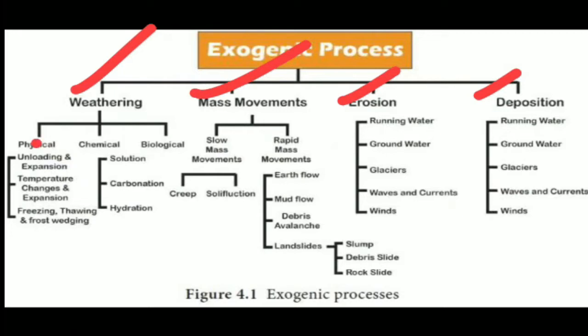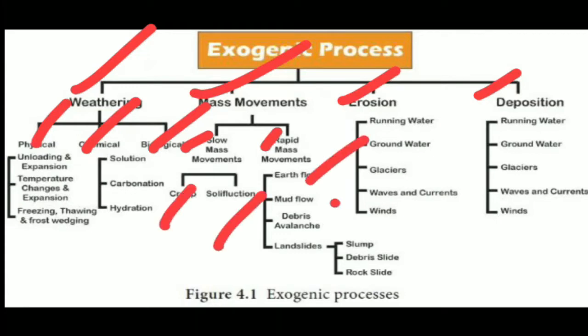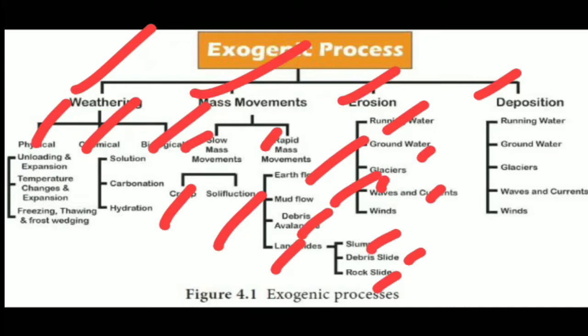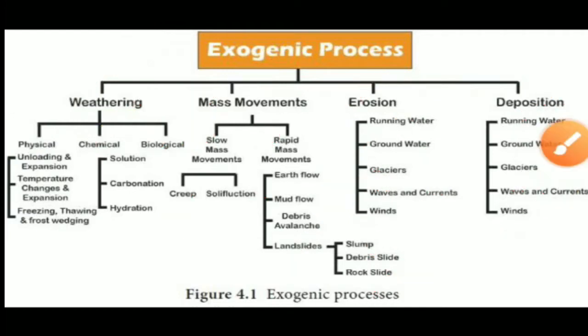Weathering is subdivided into physical weathering, chemical weathering and biological weathering. Mass movements are subdivided into slow mass movements and rapid mass movements, which are again subdivided into creep, solifluction, earth flow, mud flow, debris avalanches, landslide, slump, debris slide, rock slide. We have erosion, which can be caused by running water, groundwater, glaciers, waves and currents, and the winds. And the deposition, which again can be caused by running water, groundwater, glaciers, waves and currents, and the winds.